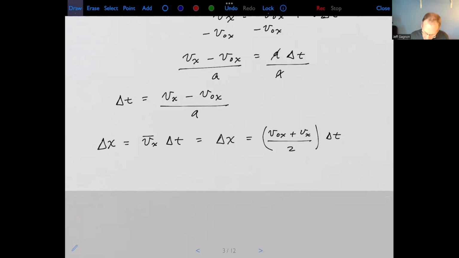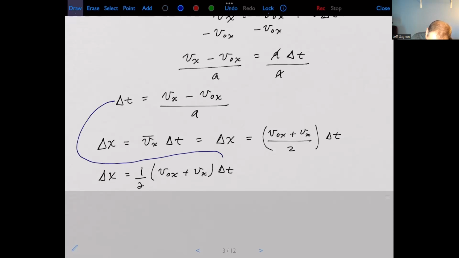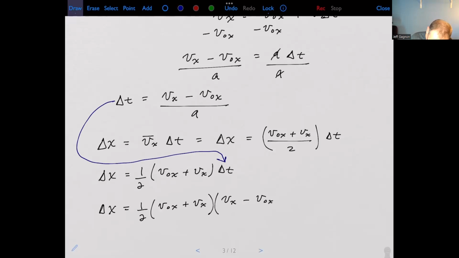And I'm going to factor out that 1/2. I'll just bring it out front. So I have 1/2 (v naught x plus vx) times delta t. And now I'm going to substitute in what I just found for delta t here. I'm going to plug that in for here. Okay, so then that'll be delta x is equal to 1/2 (v naught x plus vx) times (vx minus v naught x) over a.